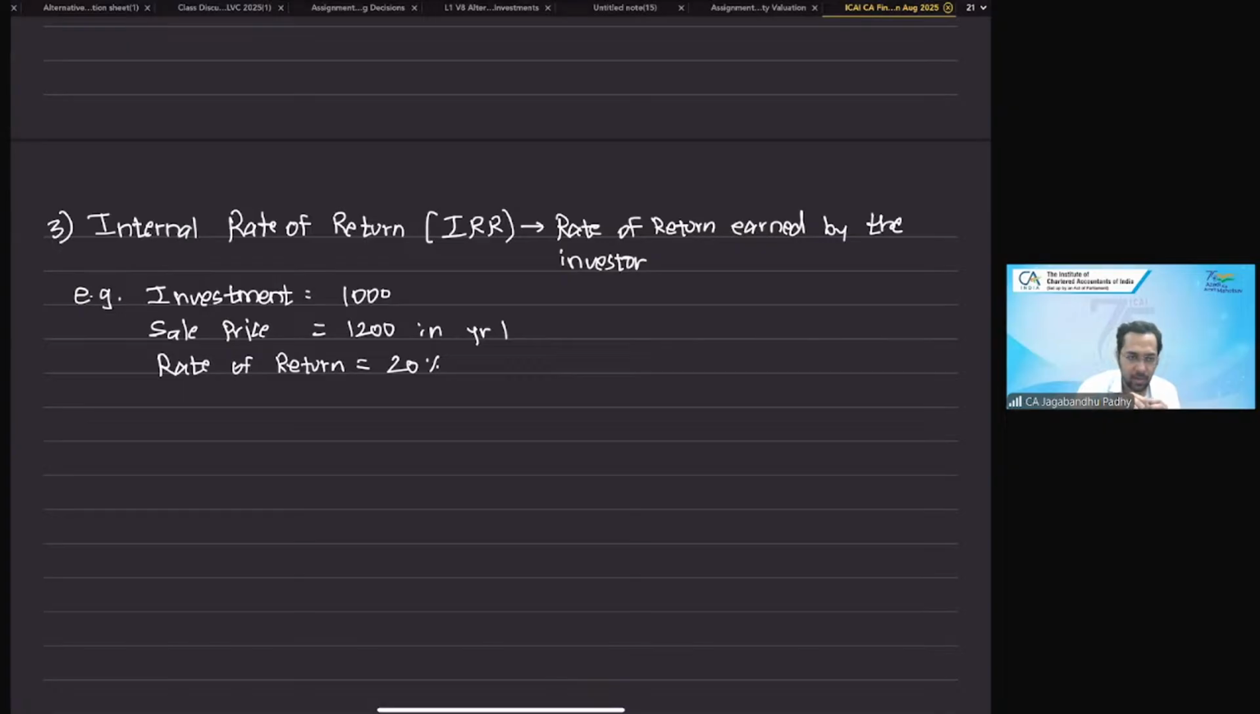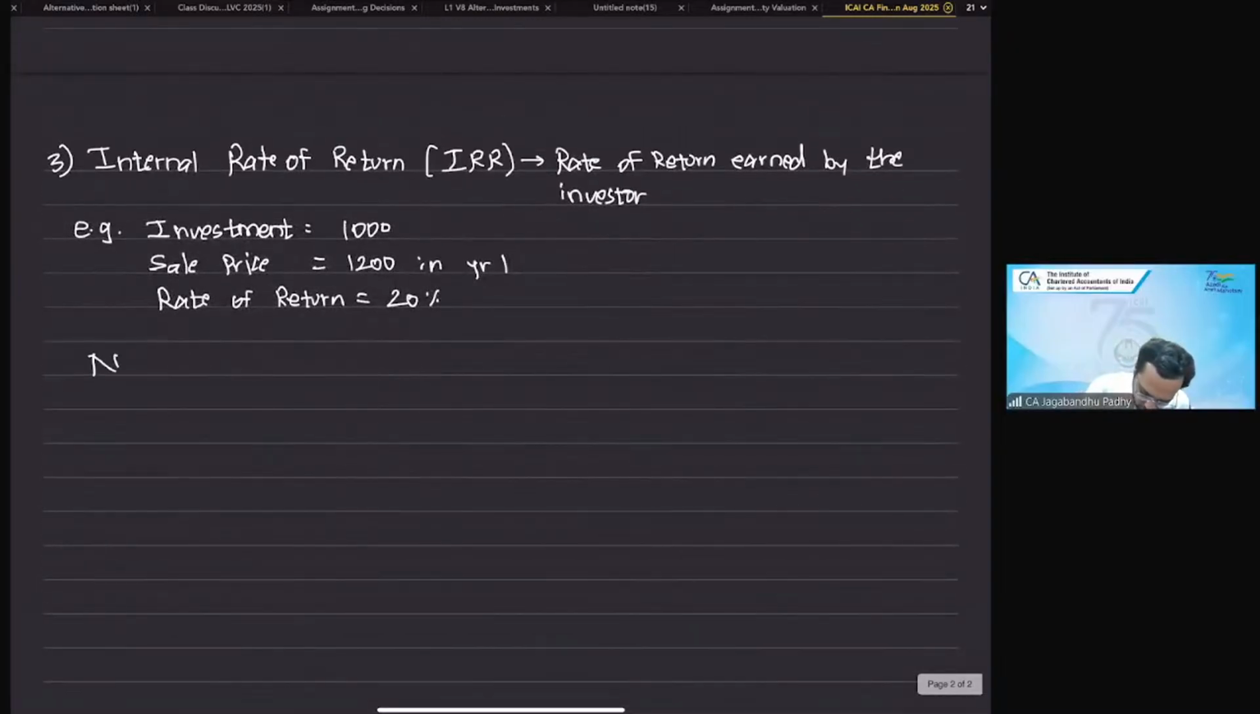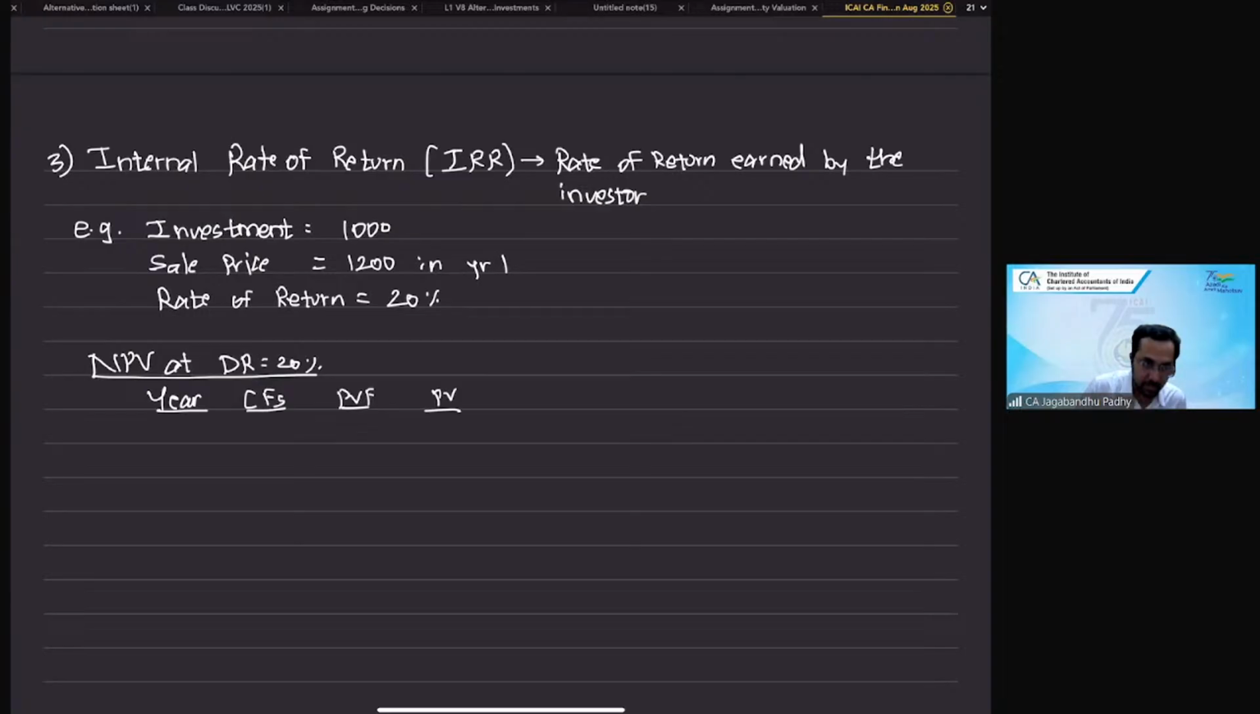Because at IRR, your present value of cash inflows is equal to present value of cash outflows. So if I just try to calculate, let's say, NPV at a discount rate of 20%. So we have here cash flows, PV factor, and then PV.